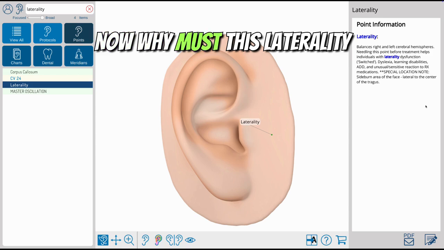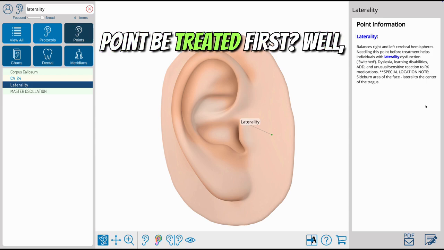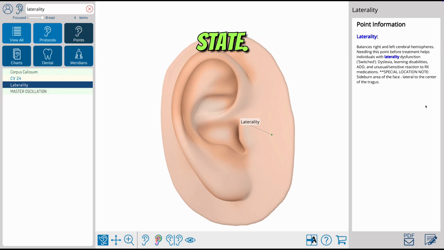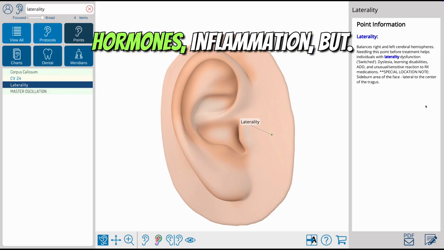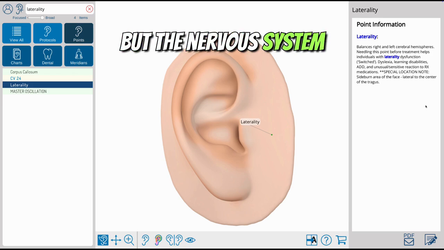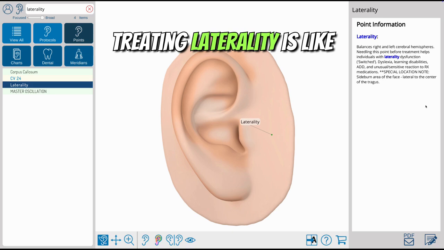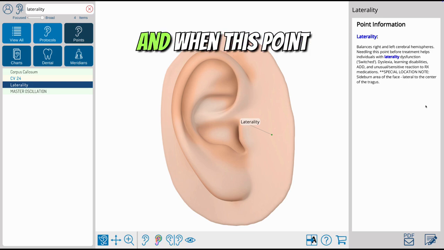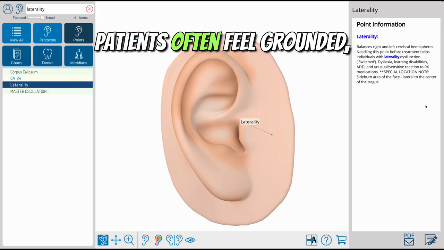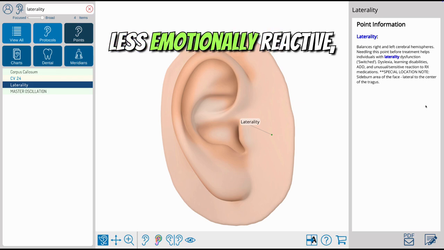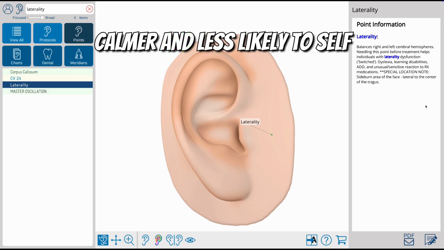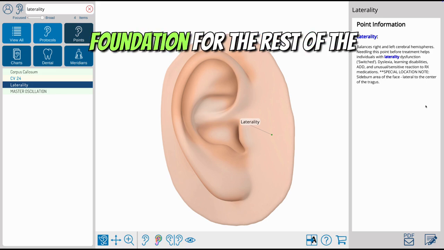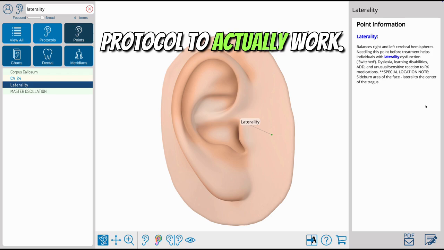Now, why must this laterality point be treated first? Well, if laterality is deficient, the brain is in a disorganized state. You can try to treat appetite, hormones, inflammation, but the nervous system isn't listening. Treating laterality is like plugging in the power strip. It turns the whole system on. And when this point comes back online, patients often feel grounded, focused, less emotionally reactive, calmer, and less likely to self-soothe without food. It creates the neurological foundation for the rest of the protocol to actually work.